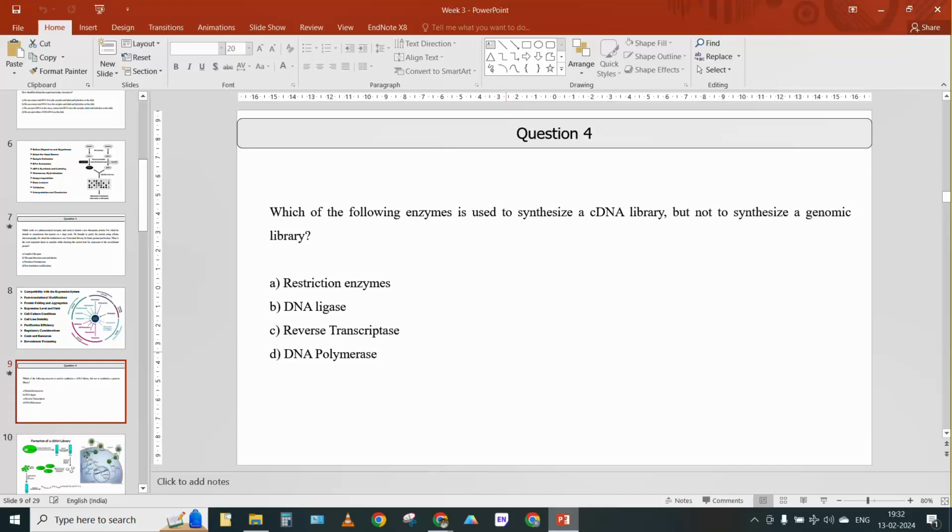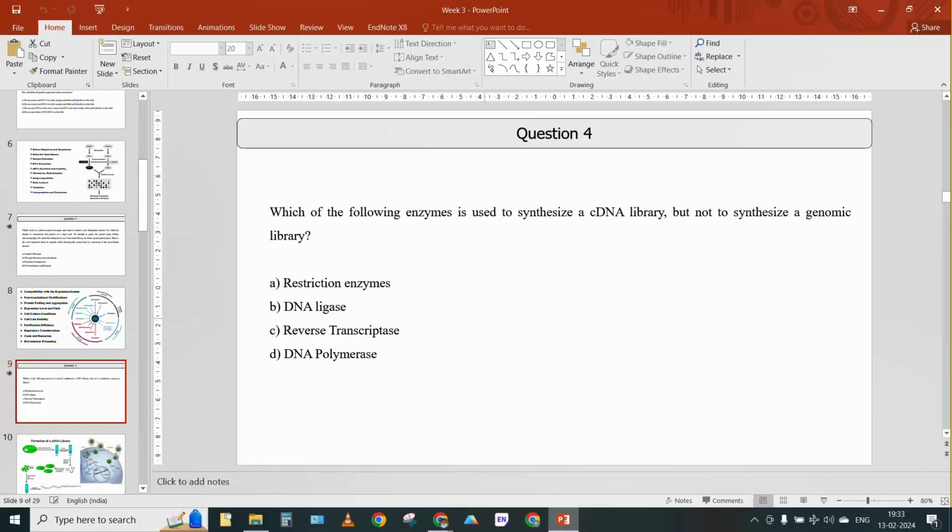Go ahead, explain properly, but I know the answer is correct. It's reverse transcriptase. So anyone else would like to highlight this? Why reverse transcriptase? Anyone?